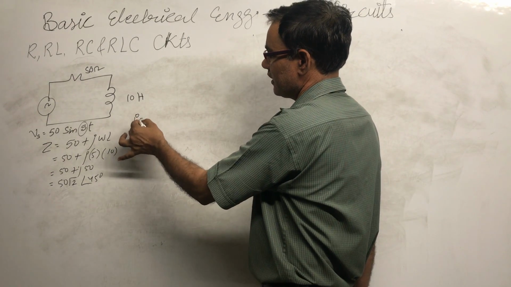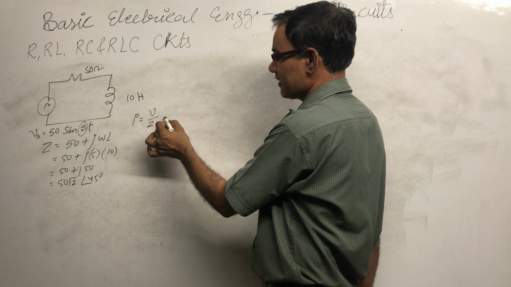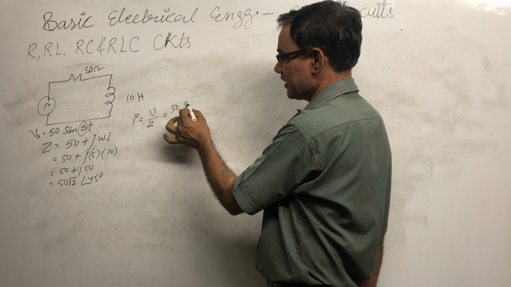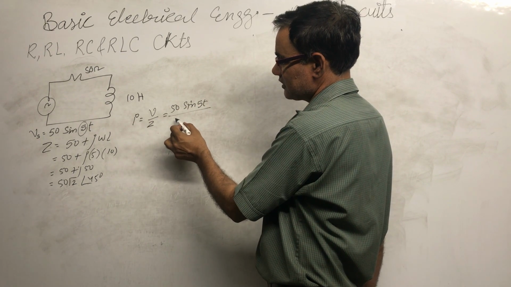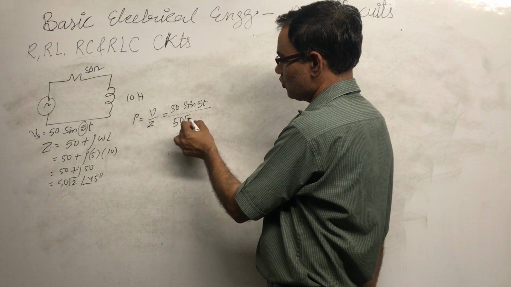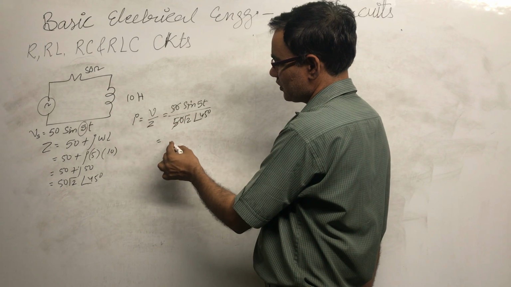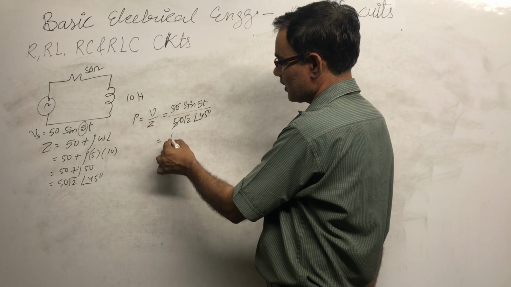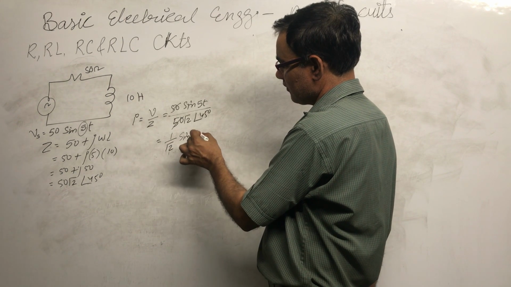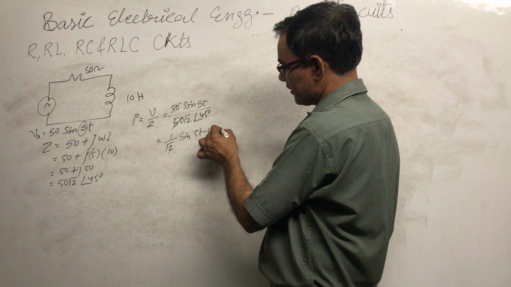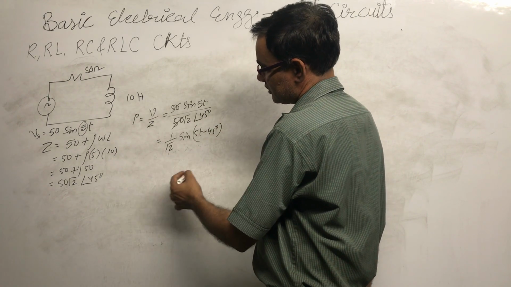So what is the current? The current is voltage V divided by Z. Here the voltage is 50 sine of 5t, divided by the impedance, 50 root 2 angle 45 degrees. The 50 cancels out, so it becomes 1 upon root 2 sine of 5t minus 45 degrees. So this is the current.